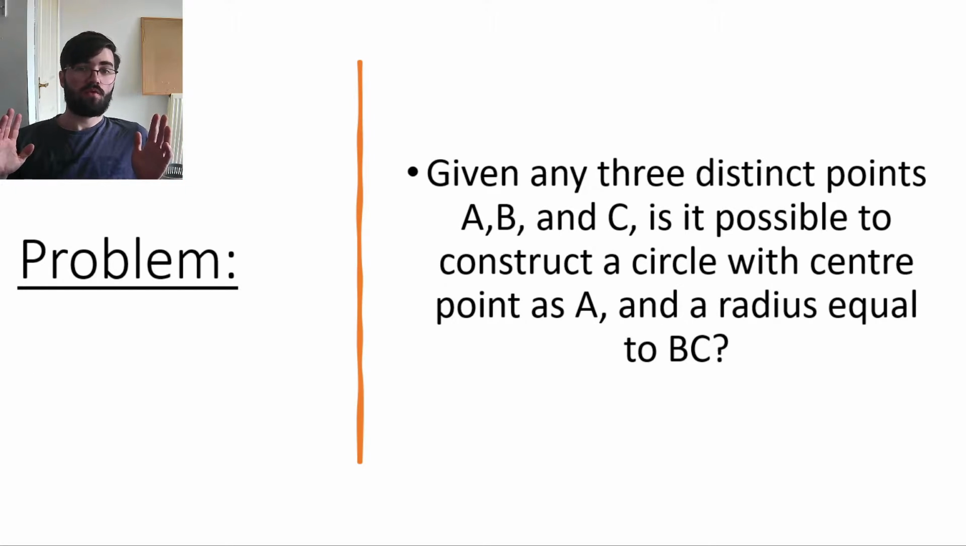Okay, so now we are at the very crux of this video. The problem we are given is, given any 3 distinct points, A, B and C, is it possible to construct a circle with center point as A and a radius equal to BC?